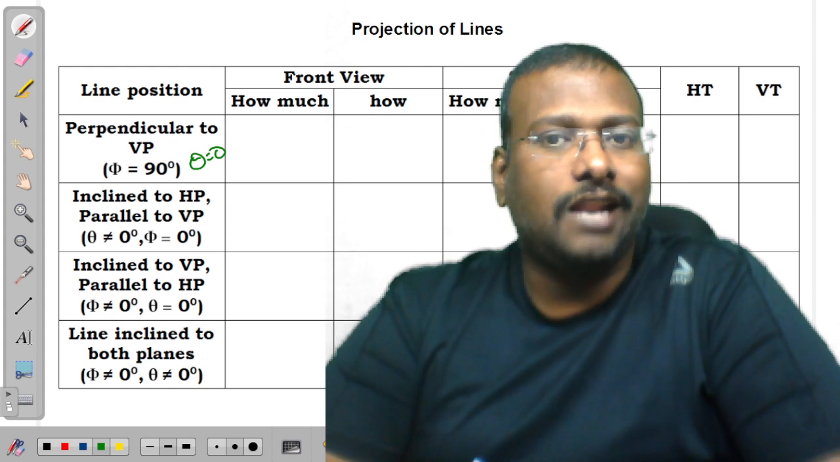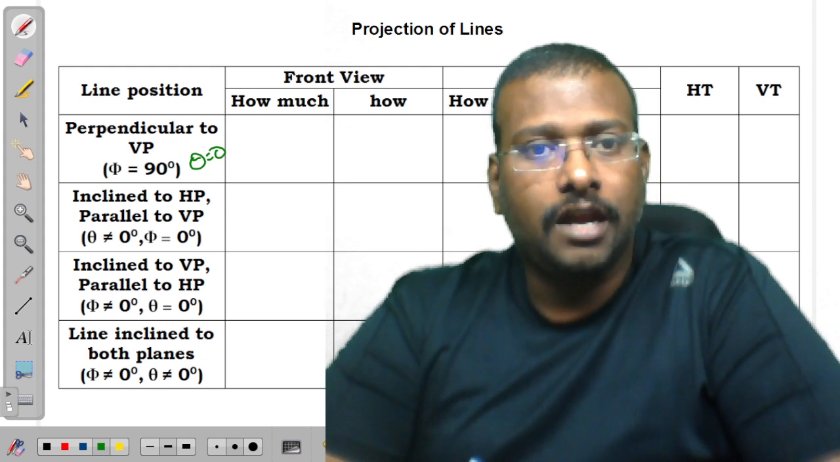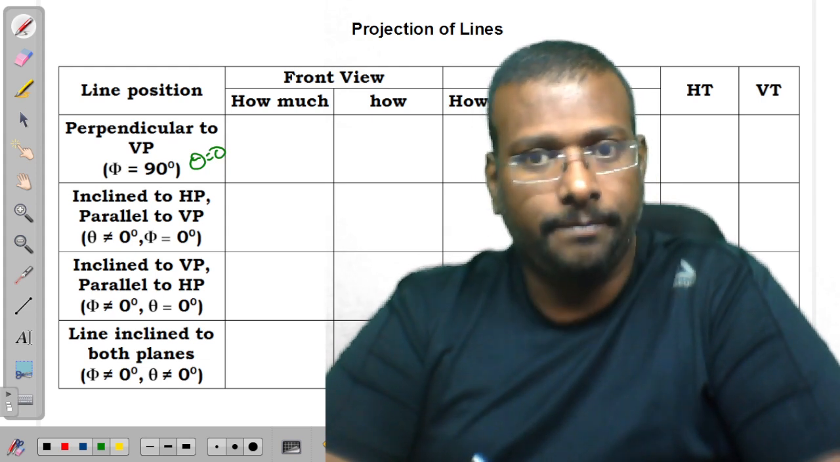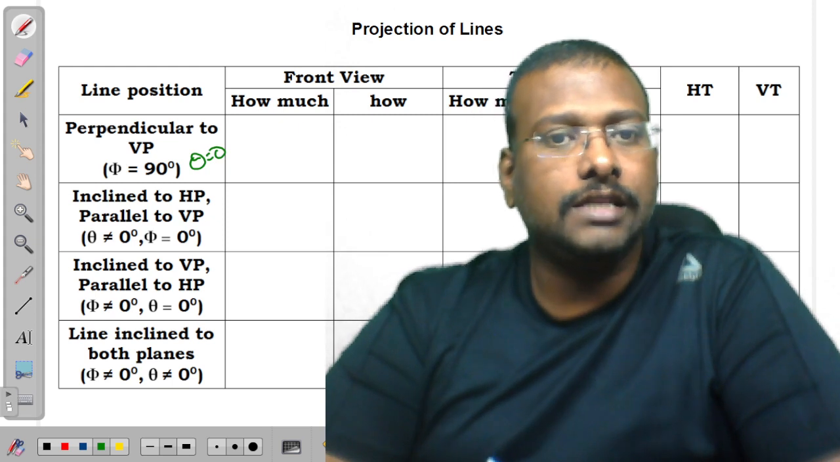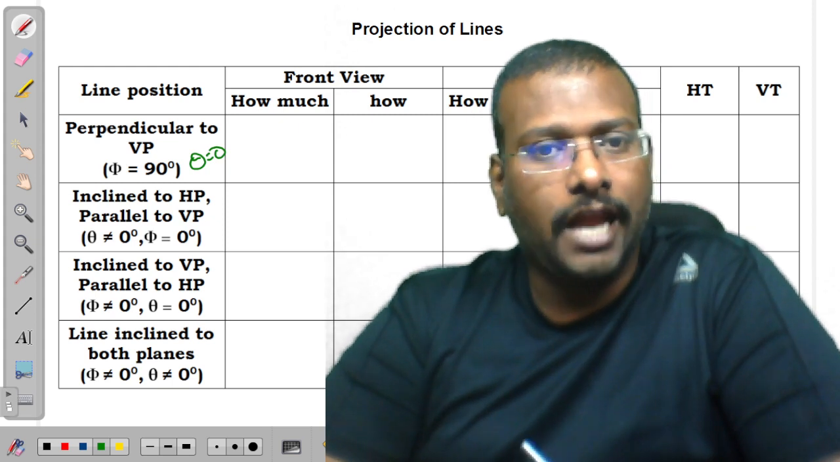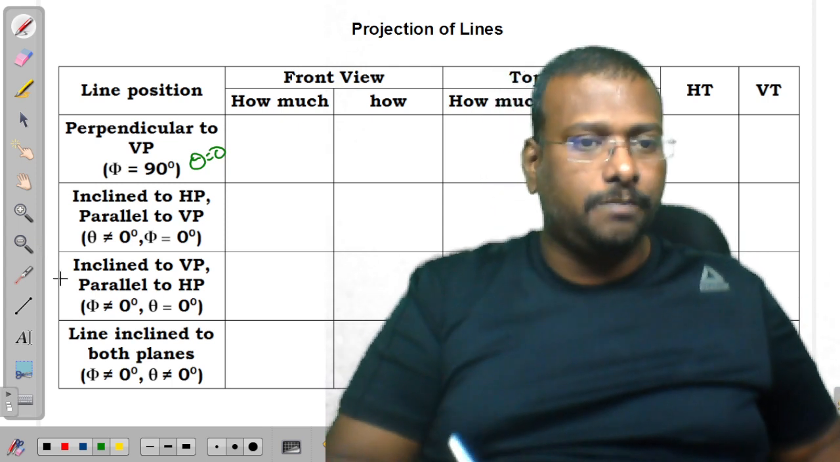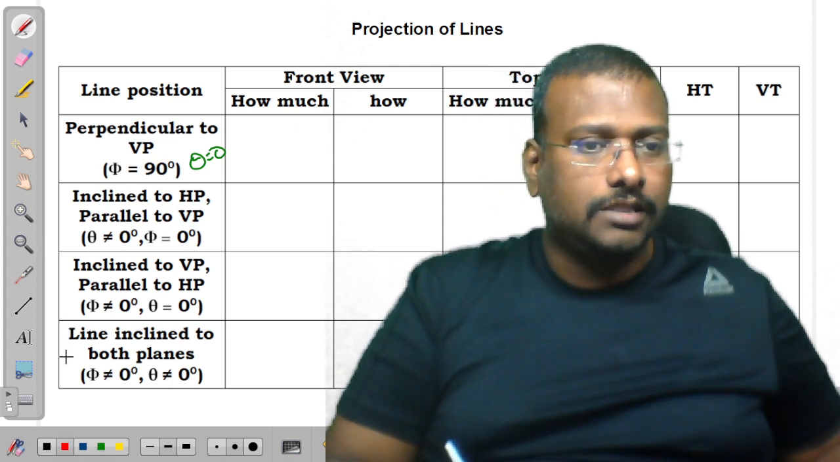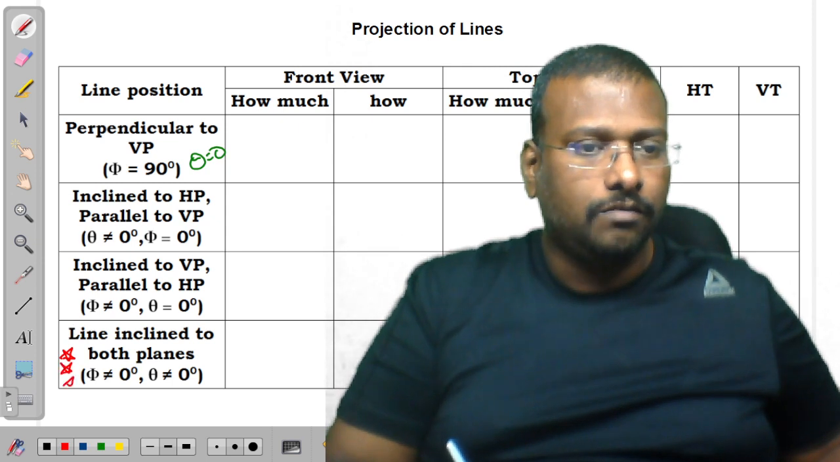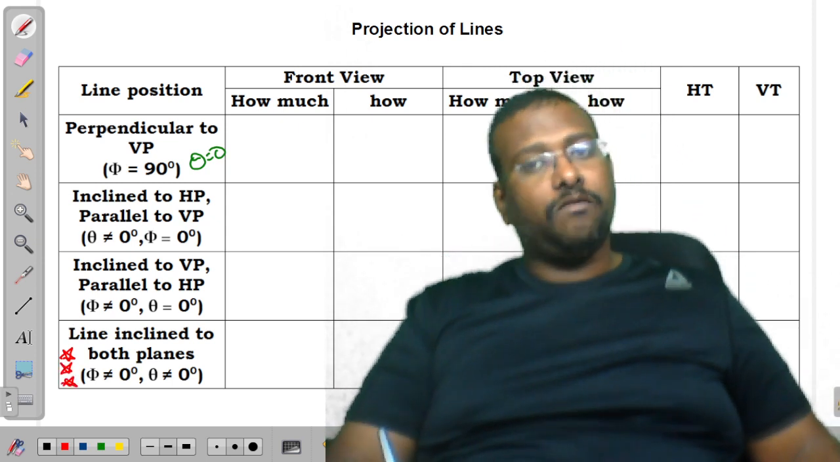Another situation is the line is inclined to HP and parallel to VP. Third one is inclined to VP. Next one is inclined to VP and parallel to HP. And the last one, this is most important, my dear friends, because we may get full length questions from here only.